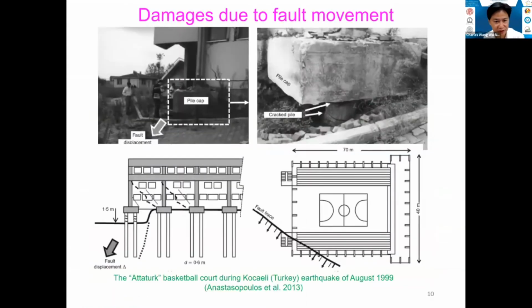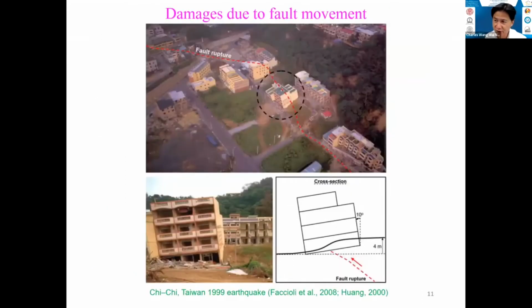So now let me move on to the background of the research I'm going to present today. And here are just a couple of pictures showing a stadium in Turkey, which was hit and crossed by a normal fault, causing a vertical offset of up to 2.5 meters, causing a lot of damage, as you can see here.